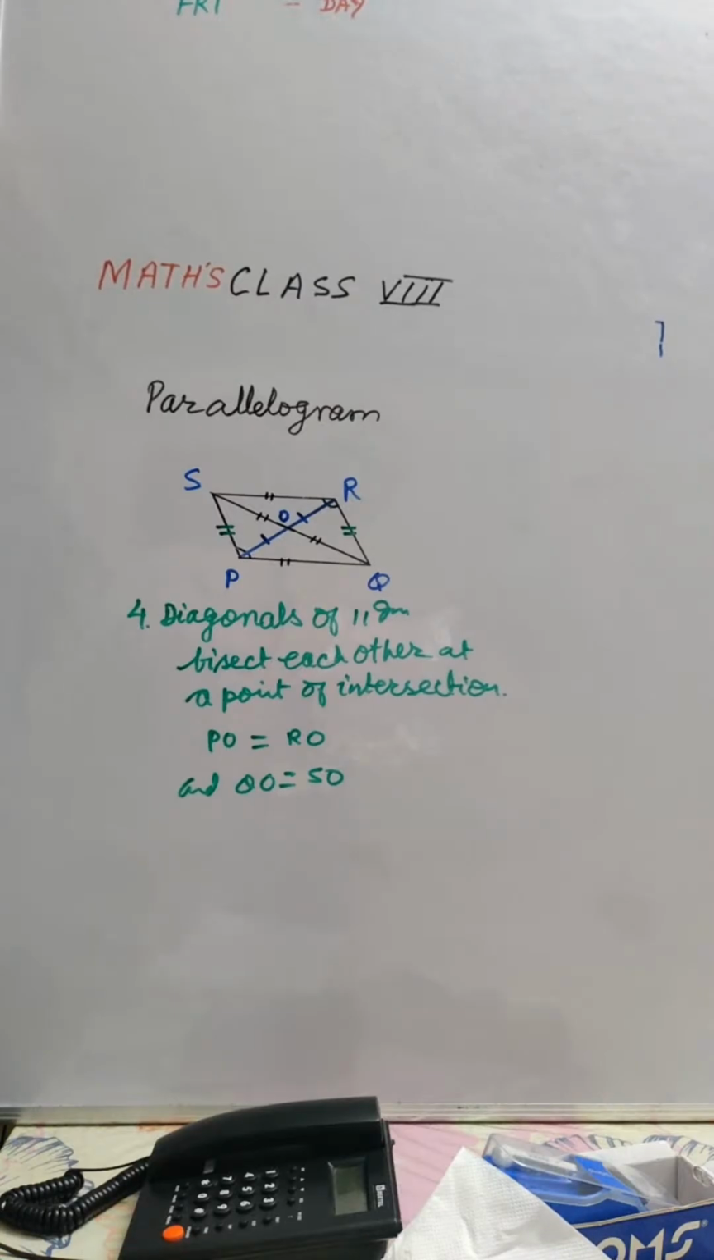Thereafter, after the parallelogram, we shall take another kind of quadrilateral, that is rhombus. We shall take now rhombus.